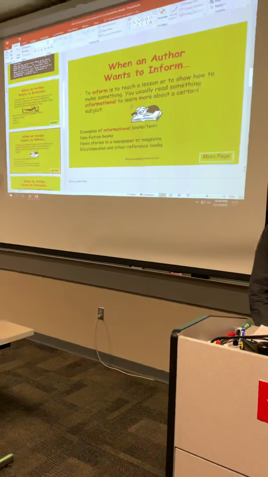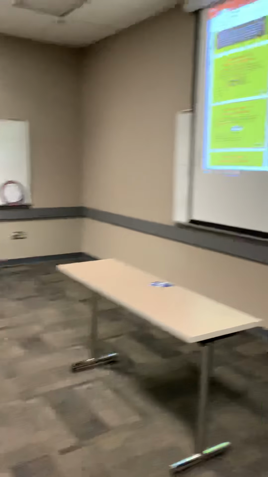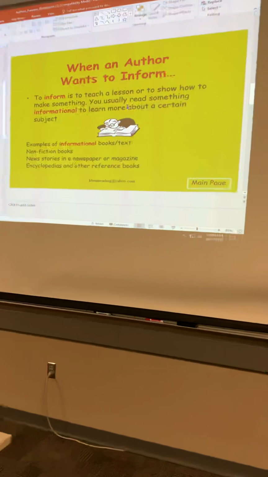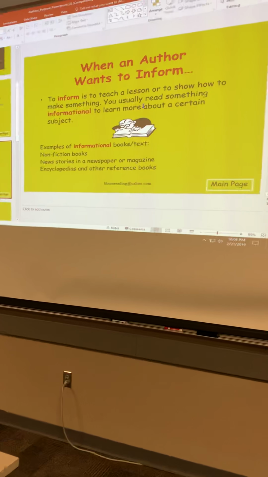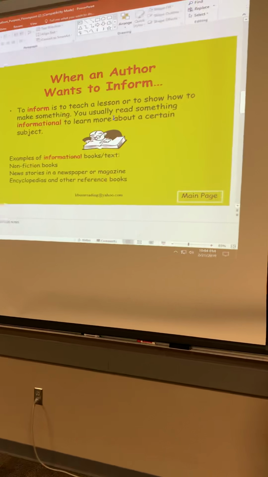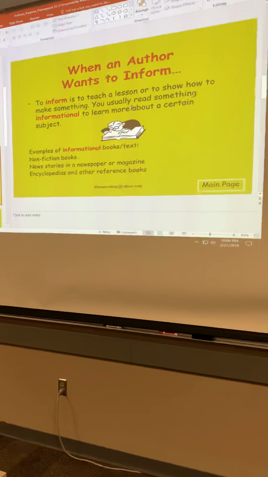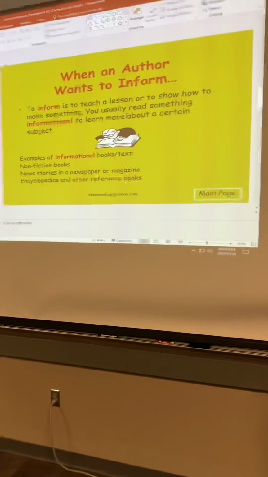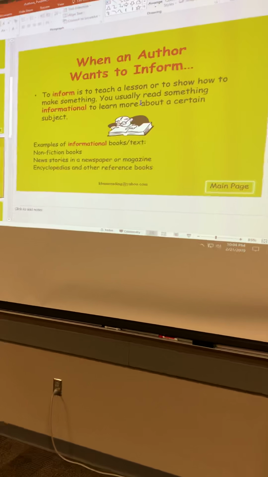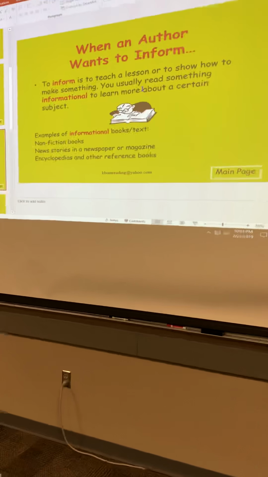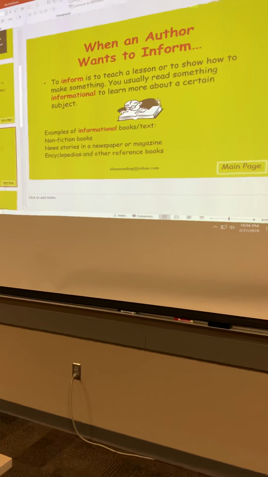Next slide. Can you read, please? When an author wants to inform is to teach a lesson or to show how to make something. You usually read something informational to learn more about a certain subject. Examples of informational books and text: non-fiction books, news stories in a newspaper or magazine, encyclopedias, and other reference books.